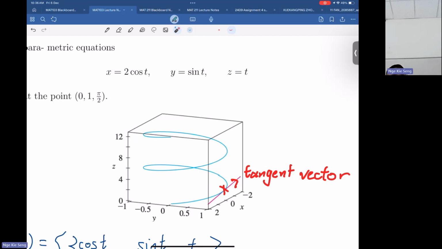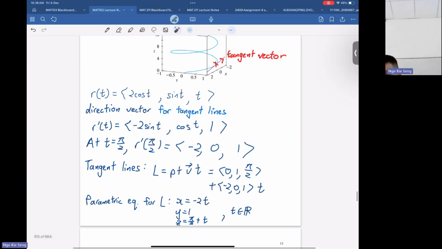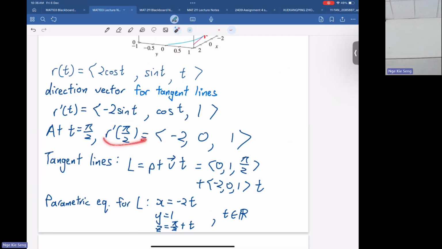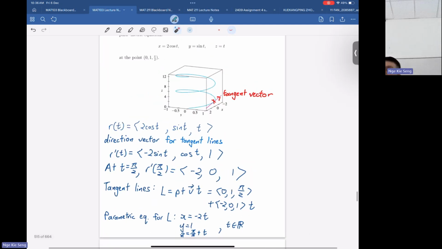Pi over 2. How do you get pi over 2? Because the z coordinate exactly tells you what time you are at. So you just put pi over 2 inside your tangent vector function here, then you get the exact vector. The parametric equation for your line is simply x equals minus 2t, y equals 1, and z equals pi over 2 plus t. So now we put a lot of ideas together: how to find lines, how to differentiate, and then combine these ideas.